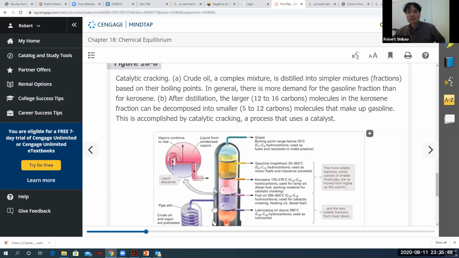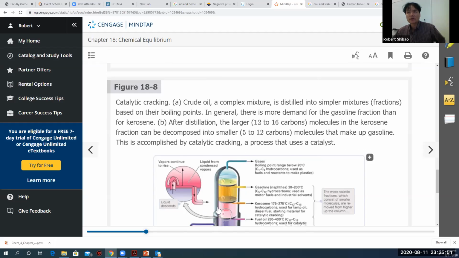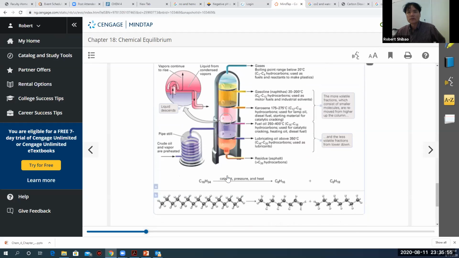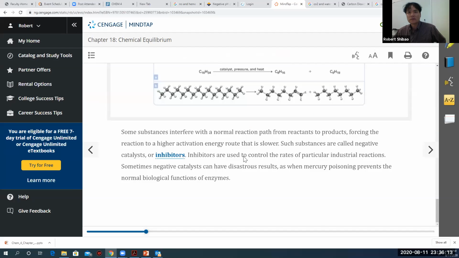This is a distillation apparatus. This is just separating crude oil into different components. And so this is distilling. The most volatile ones get to the top, and the least volatile ones stick to the bottom. So this is called fractional distillation, and you get fractions. This is a way of separating mixtures by distillation.